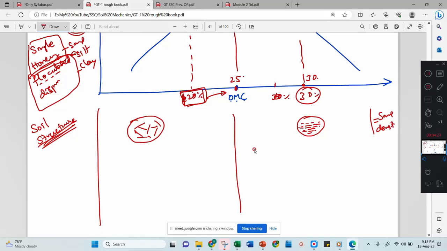Then we have another property, that is permeability. The second property is permeability. Can anyone tell me, is permeability more on the dry side or the wet side? Wet side? Dry side. Dry side? Dry side. Can you justify?